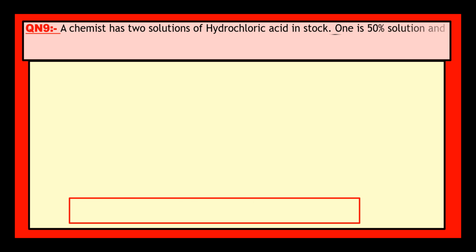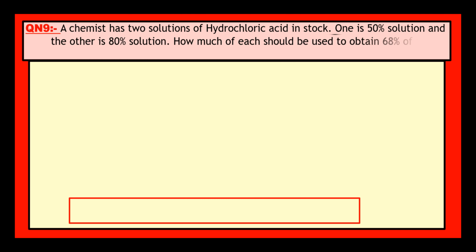Dear students, this is question number 9. A chemist has two solutions of hydrochloric acid in a stock. One is 50% solution and the second is 80% solution. How much of each should be used to obtain 68% of 100 ml hydrochloric acid?